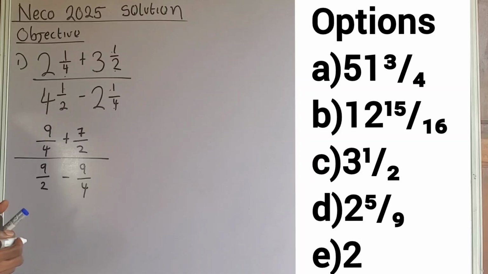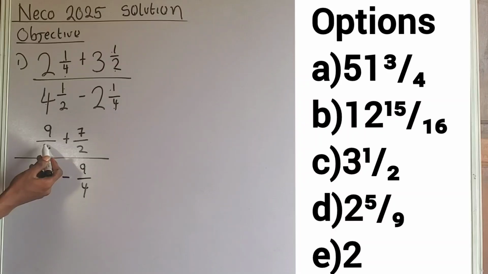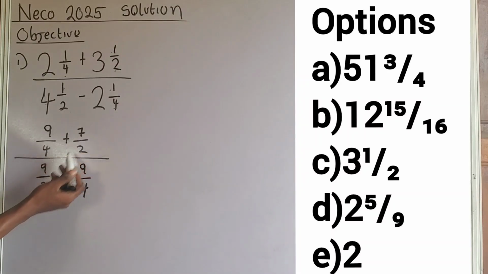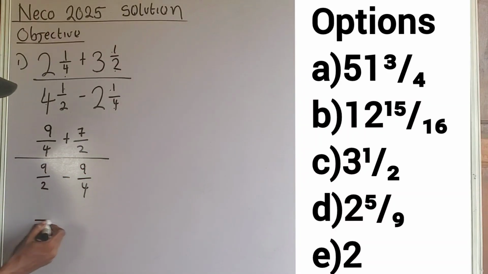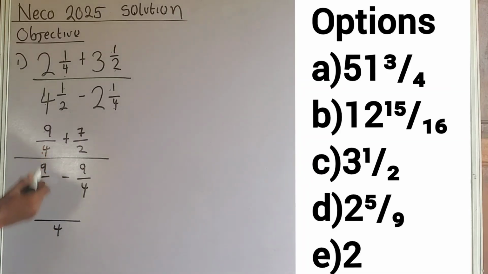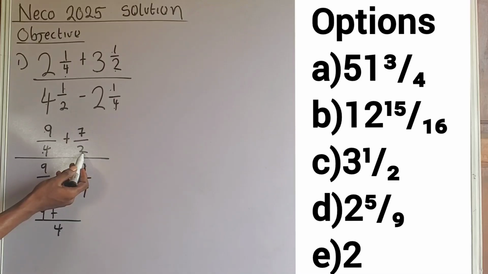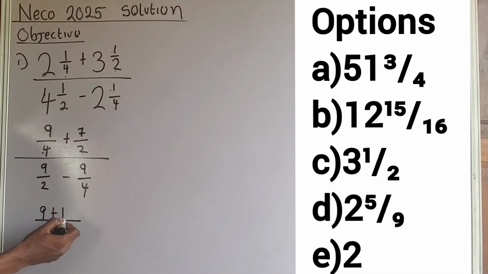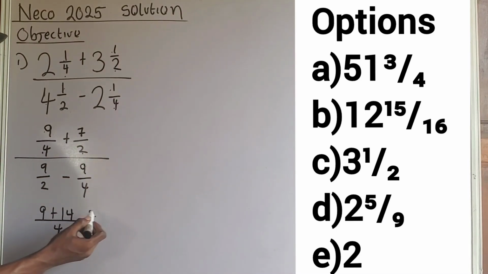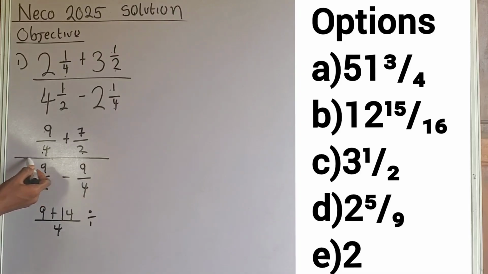Okay, let's deal with the numerator, then we're going to come back to the denominator. The LCM of the numerator, which is 9 over 4 and 7 over 2, is 4. So I'm going to have 4. 4 divided by 4, 1. 1 times 9, that is 9. 4 divided by 2, that is 2. 2 times 7, that is 14. So I'm going to have 14 here.